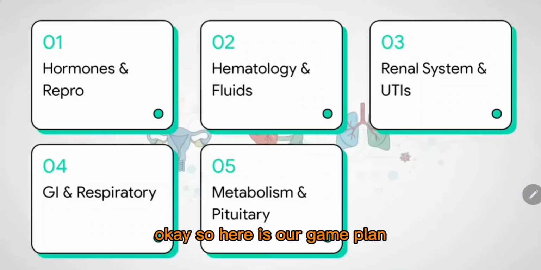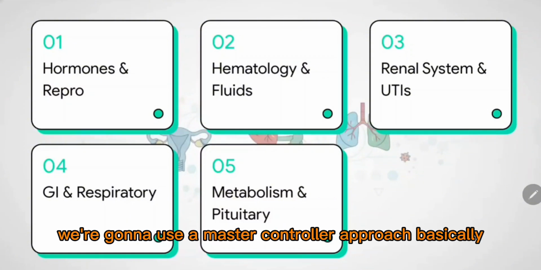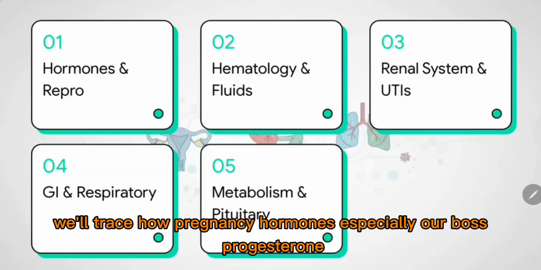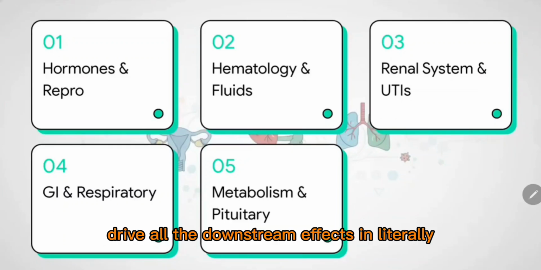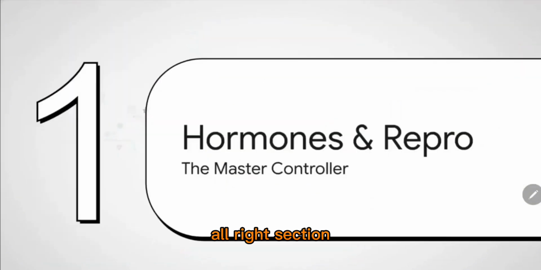Okay, so here is our game plan for today. We're breaking this down into 5 quick sections. We're going to use a master controller approach. Basically, we'll trace how pregnancy hormones, especially our boss, progesterone, drive all the downstream effects in literally every single organ system. Let's get started.